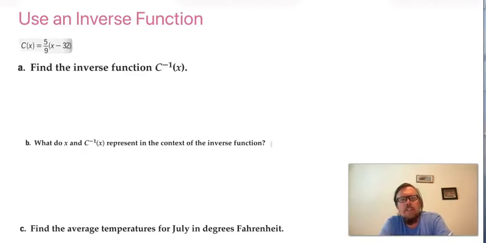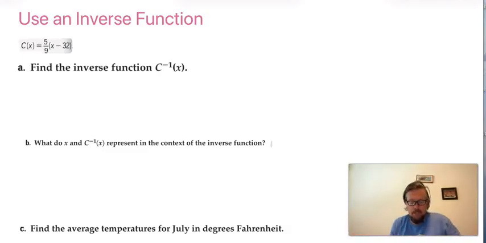So the equation we've got here, C of x equals 5/9 (x minus 32), is the equation that converts a temperature from Fahrenheit into Celsius. So you take the Fahrenheit temperature, substitute it for x. The formula gives you the exact same temperature in Celsius. What we're going to do is find the inverse function.